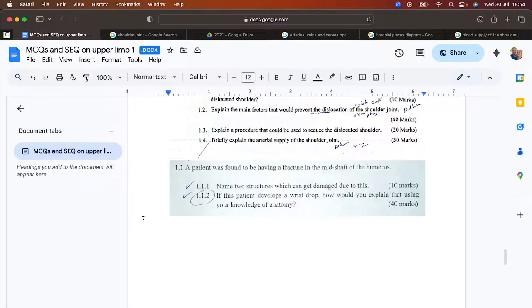Okay, right, so those are the 2 structures right there, the radial nerve and the deep brachial artery, or the profunda brachii artery. Okay, so you can use both terminologies here. If the patient develops a wrist drop, how would you explain that using your knowledge of anatomy?